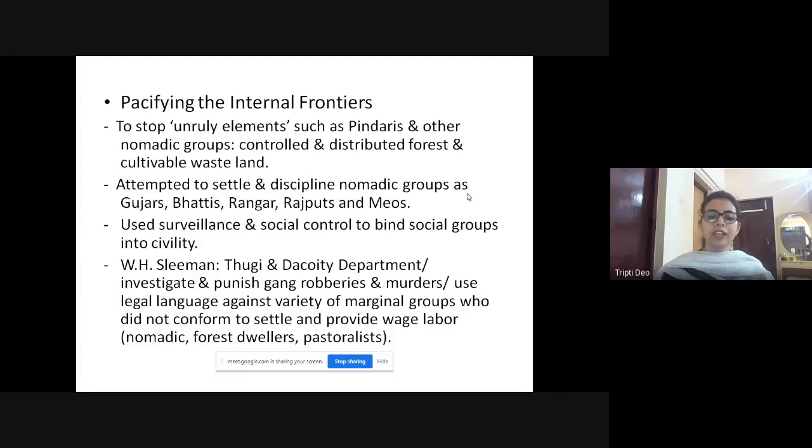They also attempted to settle and discipline nomadic groups, like I've already mentioned, groups like Gujars, Bhatis, Rangars, Rajput, Mios, the different tribes who were moving from one place to another for their subsistence. But the Britishers tried to discipline them. They also used surveillance and social control to bind social groups into civility.